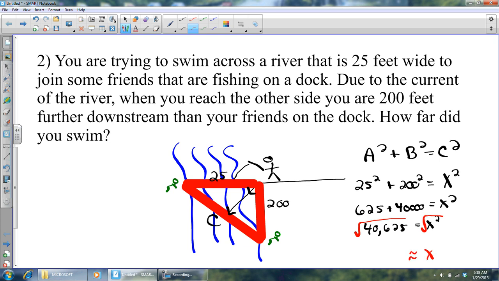But let me go ahead and use my calculator, take the square root of 40,625, and I will get approximately 201.6 feet. So the actual distance you swam, because the current dragged you downstream, was 201.6 feet. In other words, if you held a tape measure while you swam from this point here to this point, that distance would measure 201 and 6/10 feet, as opposed to just swimming right across 25 feet.